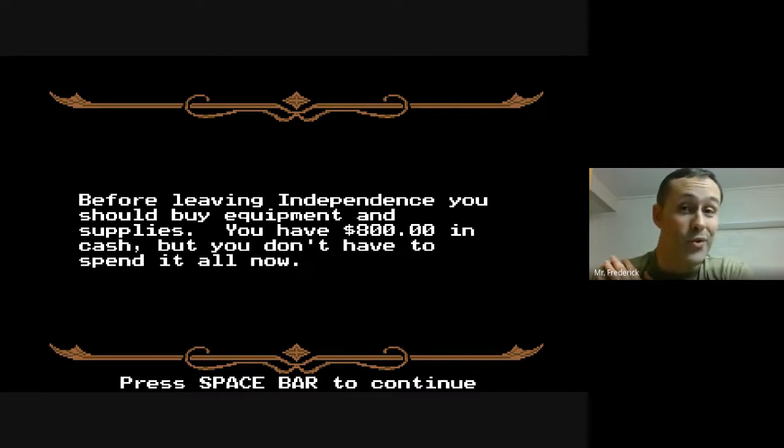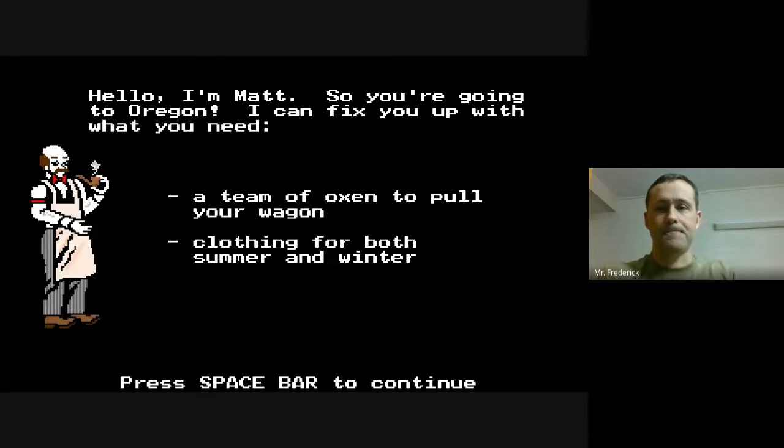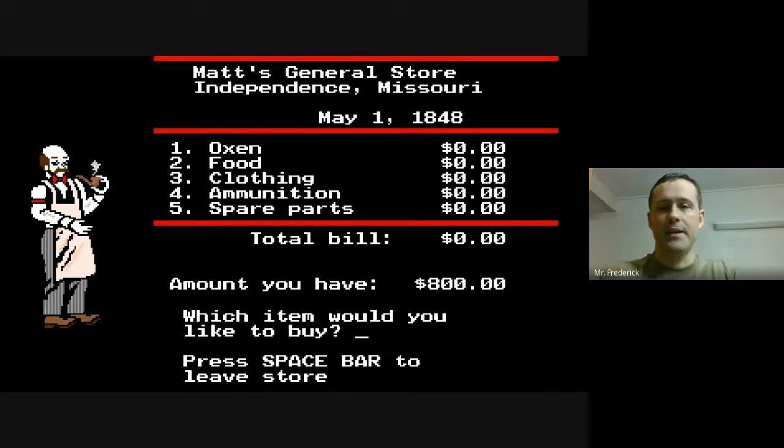Instead of buying food, you may want to buy bullets if you're a farmer, and then you can hunt a little more in the game, but that takes time. Let's go over to Matt's General Store and buy what we need. I need a team of oxen to pull my wagon. I need clothing for both summer and winter, plenty of food for the trip, ammunition for my rifles, and spare parts for my wagon. All right, let's get some oxen.